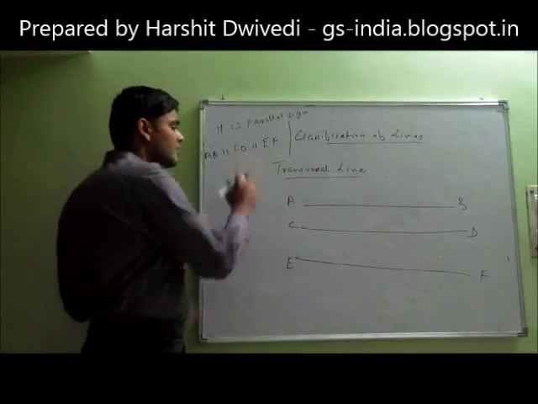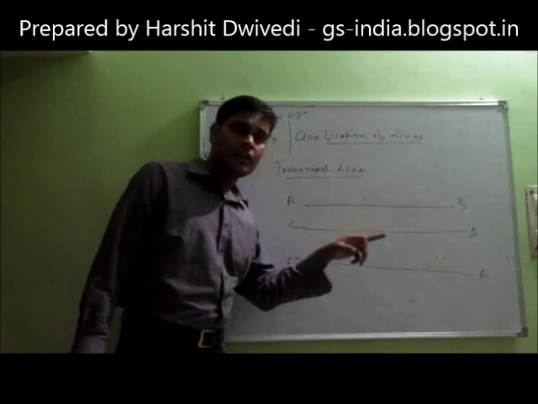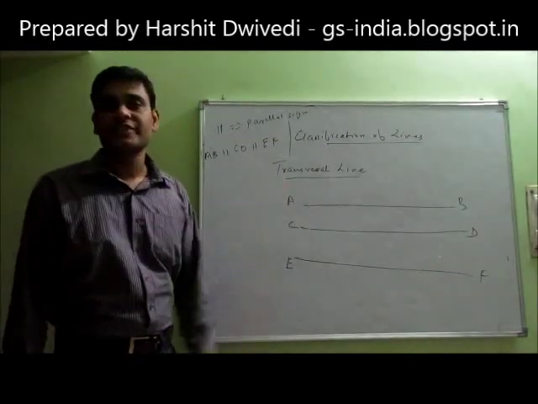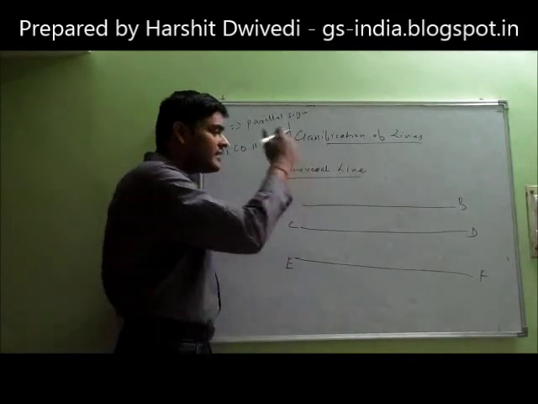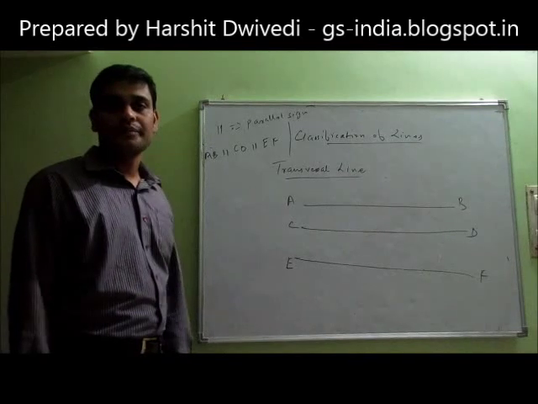This is the parallel sign. These two lines are parallel to each other. That is, there will be no intersection point of AB with CD or AB with EF or CD with EF. These lines are never going to intersect with each other. That's the basic definition, that these lines are parallel to each other. AB, CD and EF are parallel to each other.